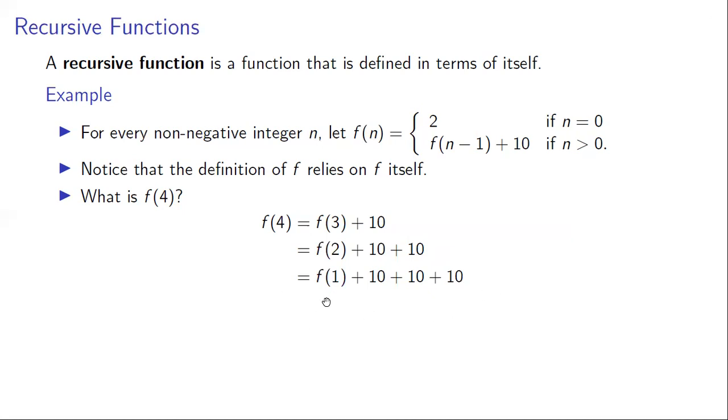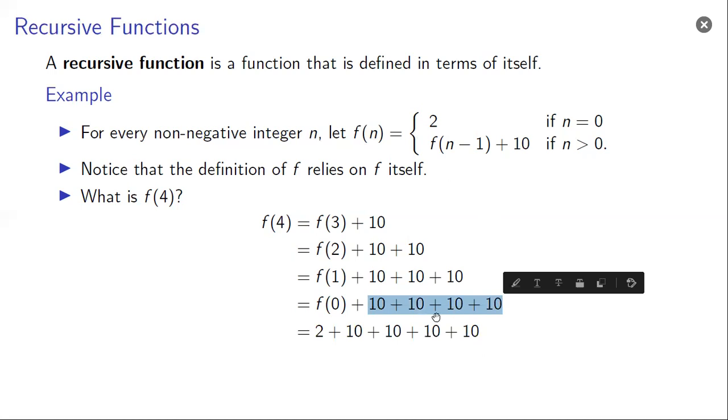Now, we still have more work to do because what is f of 1? I don't know. Well, let's follow the definition of the function. f of 1 should be f of 0 plus 10. And then we still have the plus 10 plus 10 plus 10, bring it down. Now, f of 0 is simple to figure out because we are told in the definition of the function that f of n is equal to 2 if n is equal to 0. That's simple. It's just 2. So now we have 2 plus these 4 10s from before. Now it's just simple addition, add them up, we get 42.